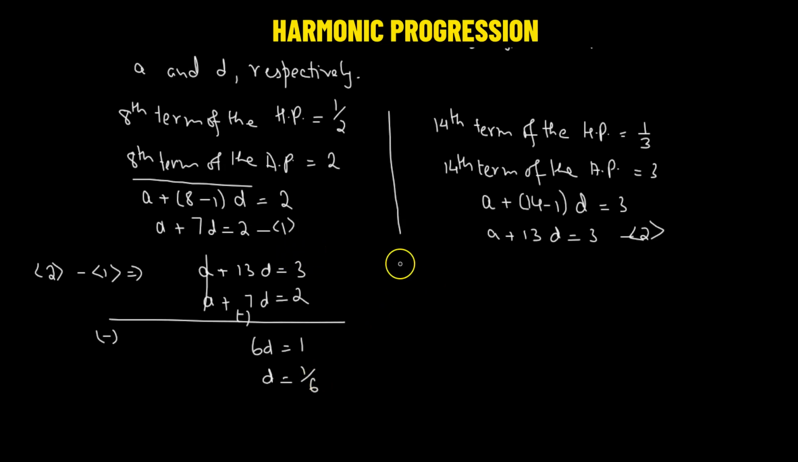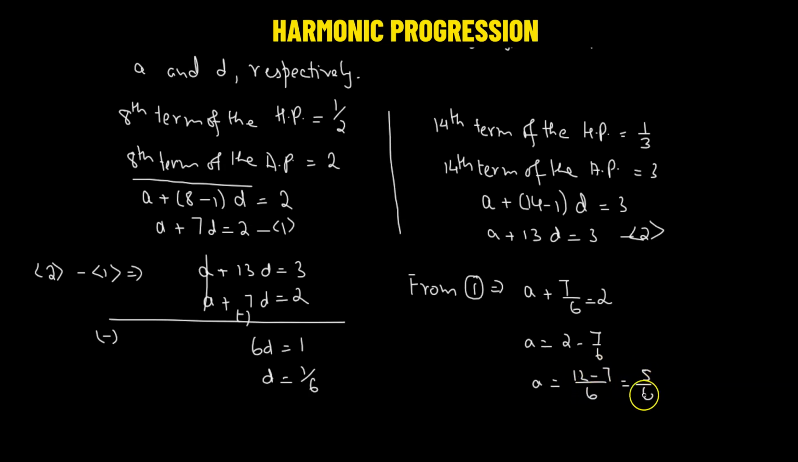Now let's find the value of a by using either equation 1 or equation 2. We're going to use equation number 1. From equation number 1, we have a plus 7 times d. So d is 1/6, we have 7 over 6 equals 2. So a will be equal to 2 minus 7 over 6. So a is equal to 12 minus 7 over 6, which is simply 5 over 6. So now we have the common difference as well as the first term.